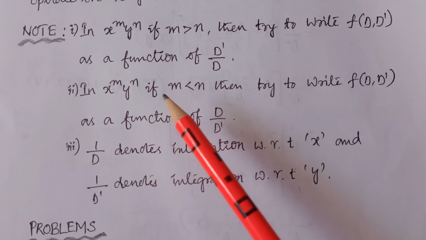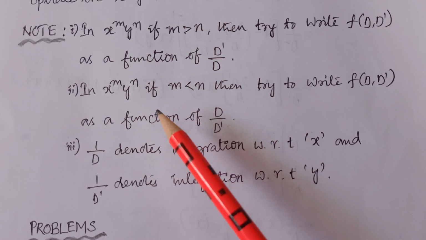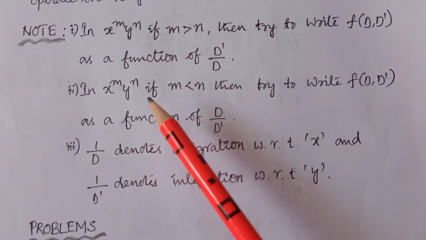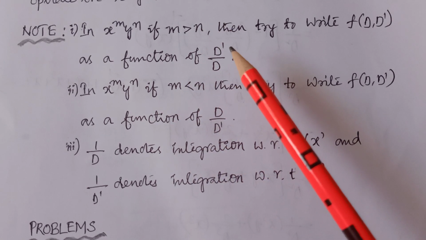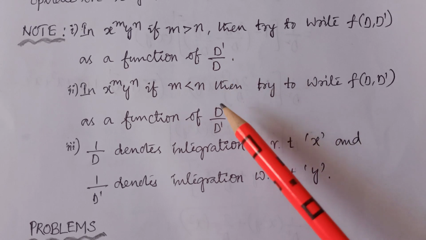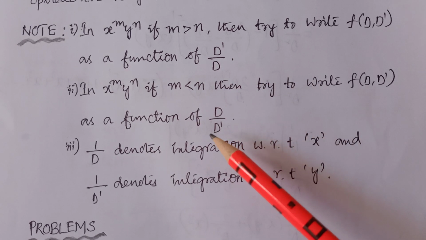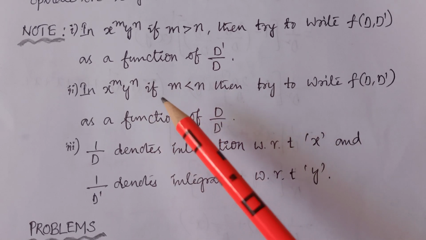If m is equal to n, like x square y square, x cube y cube, or xy, in that case you can write it in either form. You can write it as a function of D dash by D or D by D dash, since both m and n are the same.